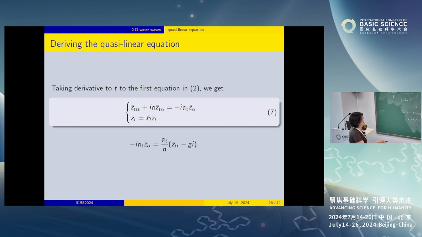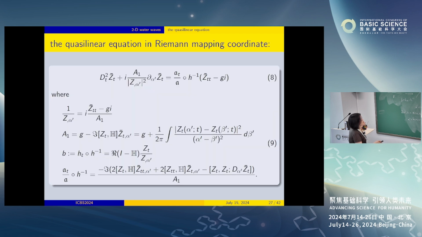And this is a constraint equation, divergence curl equals 0, and we can write it like this. This has all been computed also in the early paper we had. So this is a quasi-linear equation, and this is the material derivative.